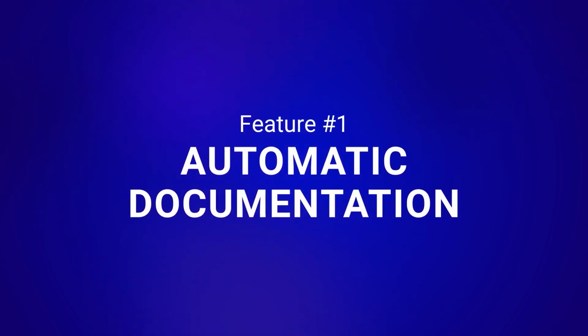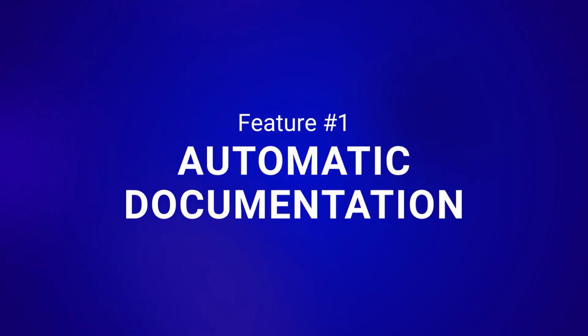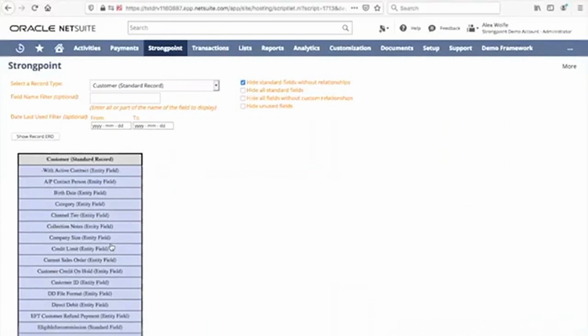We're going to start off with documentation. The first thing that Strongpoint does when you put it in an account is it automatically documents all the customizations to the system and all the dependencies between them. And one of the views it produces is this very, very popular ERD view. In this case, we're looking at the customer record, and we can see all the custom fields on the customer record, and we could also see the standard fields that have customization tied to them if we wanted to.